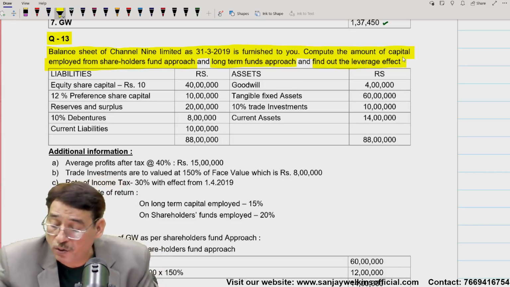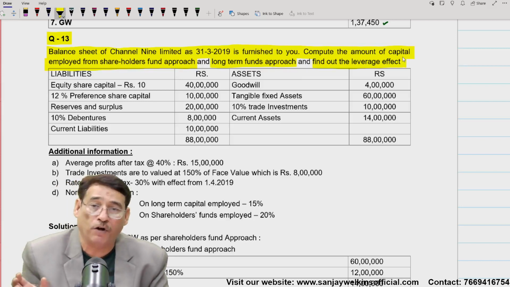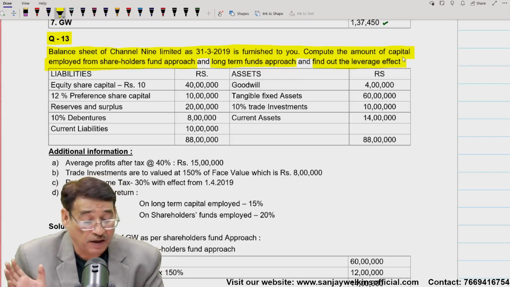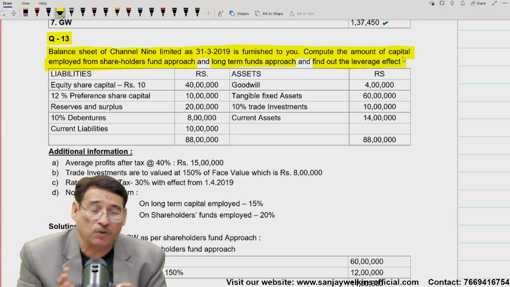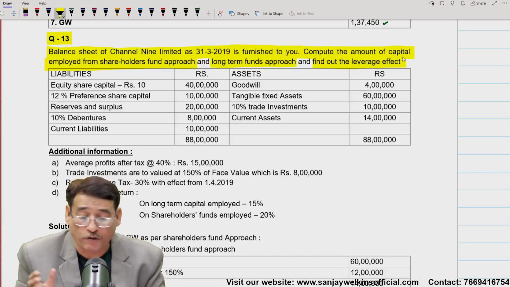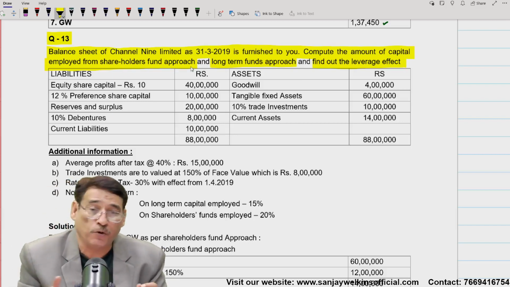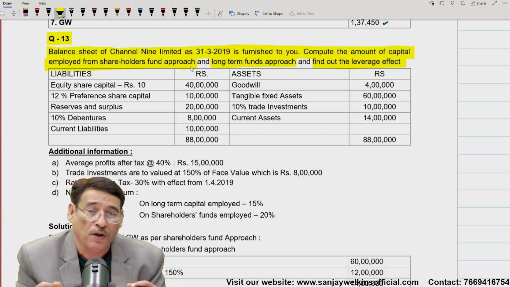Is it clear to you or not? So this is very important for you to understand this particular facet, that in this particular question, we are being asked to compute what we call capital employed from both these sources, correct? That is from shareholders fund approach and long-term fund approach. So what is the difference between shareholders fund approach and long-term fund approach?